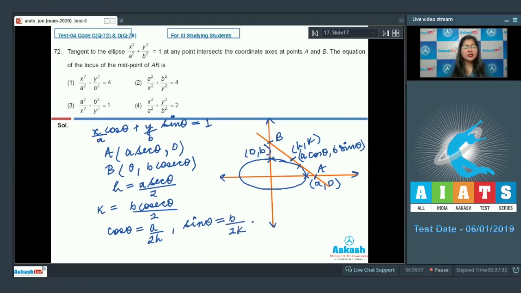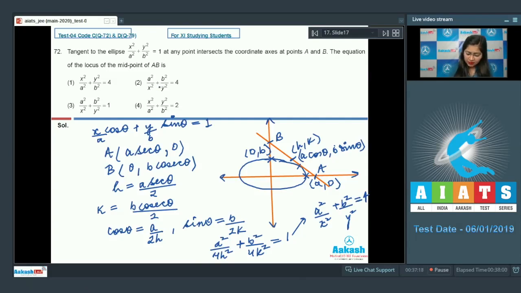Now we know the identity that cos² θ + sin² θ is equal to 1. So we can say that a²/4h² + b²/4k² is equal to 1. That is, the locus is a²/x² + b²/y² = 4, substituting h equal to x and k equal to y.